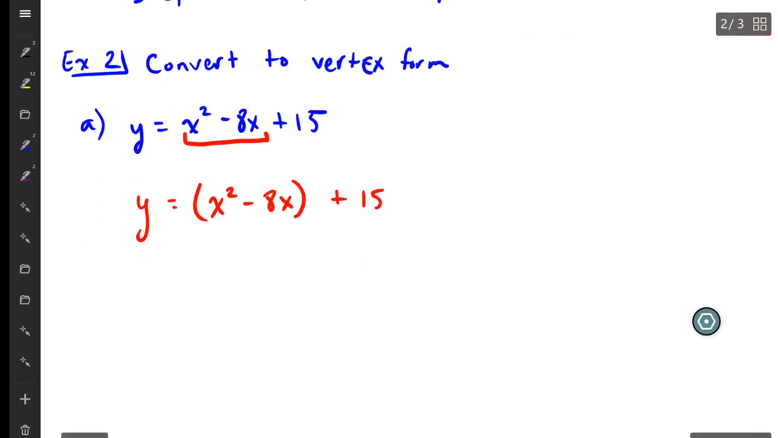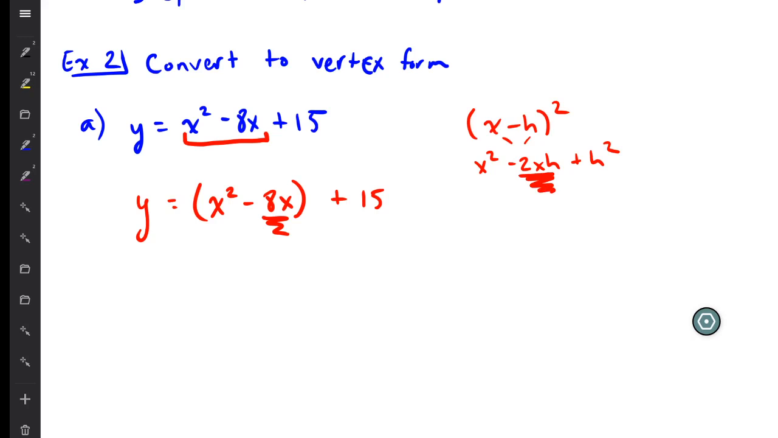Okay, so to complete the square, remember we have some x minus h squared, x minus some number squared. When we perfect square that, when we FOIL it out, we get x squared, then we double those, so it'd be minus 2xh, and then plus h squared. This 8x is in this 2xh spot. So to get rid of it, we ignore the x, we divide by x, but then we have to take that number 8 and divide it by 2.